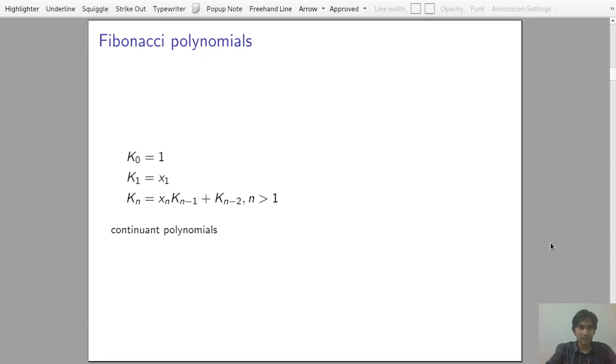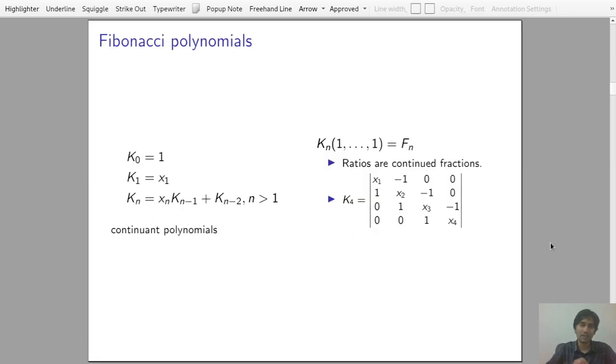You can generalize this sequence of numbers into a sequence of polynomials, which is known as the continuant polynomials, and it is defined as k0 is equal to 1, k1 is equal to x1 and kn is xn times kn minus 1 plus kn minus 2 for n greater than 1. As can be easily observed, if you evaluate kn at the all ones vector, you get the nth Fibonacci number.